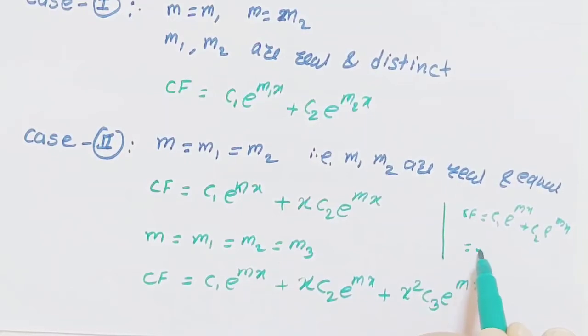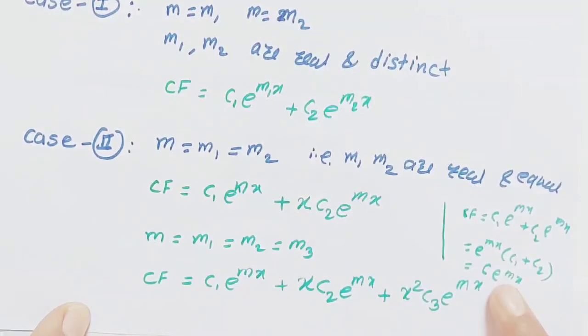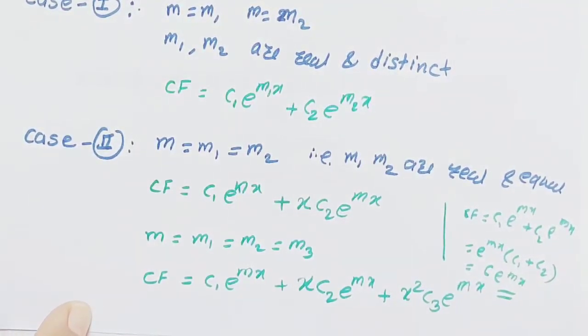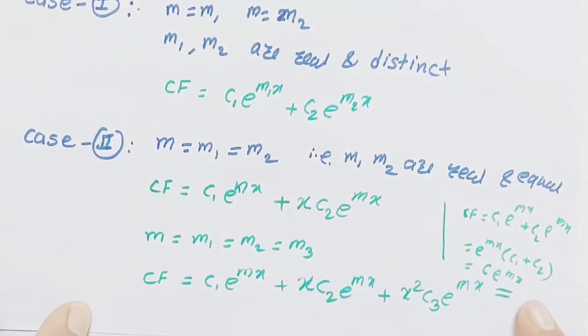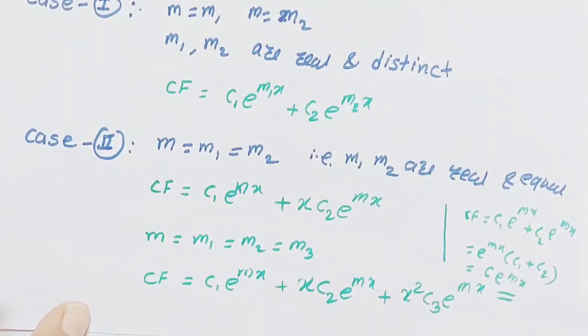Now here e raised to power mx is common, then it is c1 plus c2, and we know that addition of two constants gives a new constant, so c1 plus c2 is a new constant, suppose c. That means this equation contains only one constant, and we know that if the solution contains one constant, then the corresponding differential equation is of order 1. If it contains 3 constants, then it represents a differential equation of order 3.